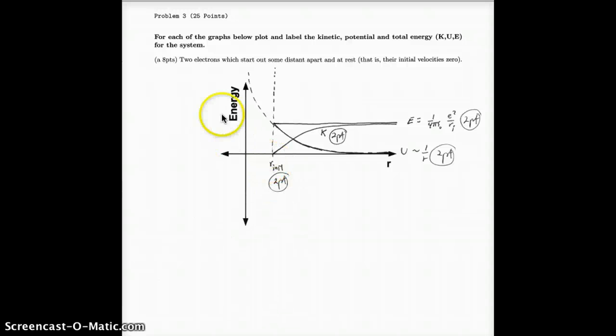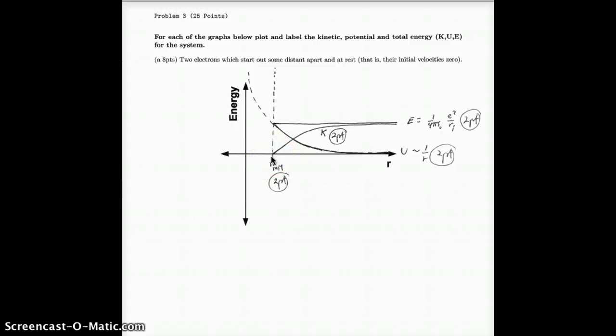So for part A, we have 2 electrons, and as soon as I read 2 electrons, I immediately thought repulsive force, and for repulsive force, kinetic energy and potential energy have certain shapes that they have to be. It says they start off at some distance apart and at rest, which means their initial velocities are 0. So knowing that, I knew that kinetic energy had to start at 0.